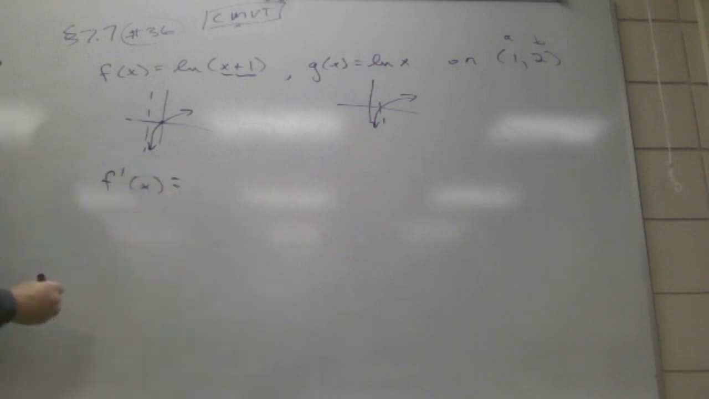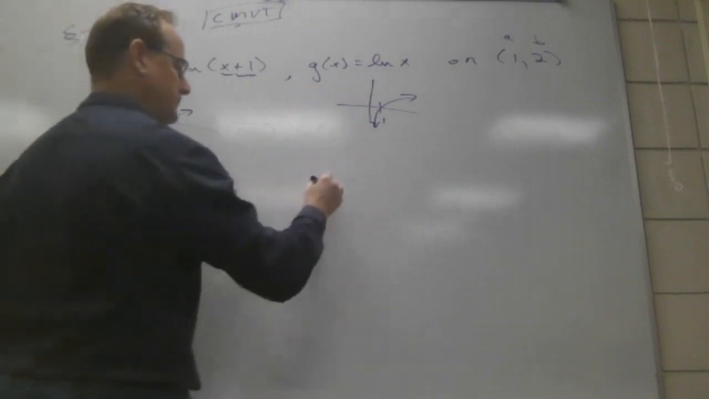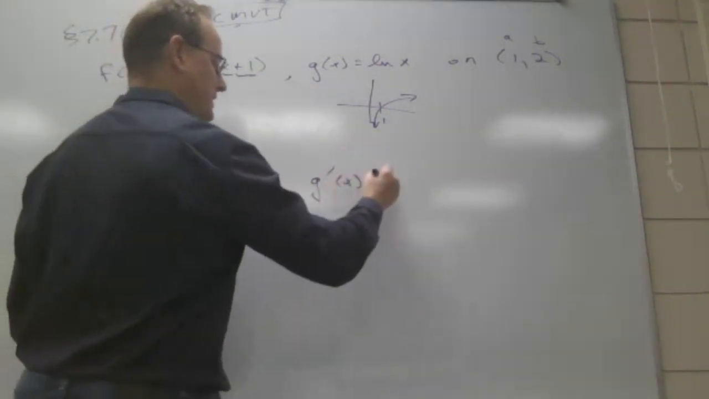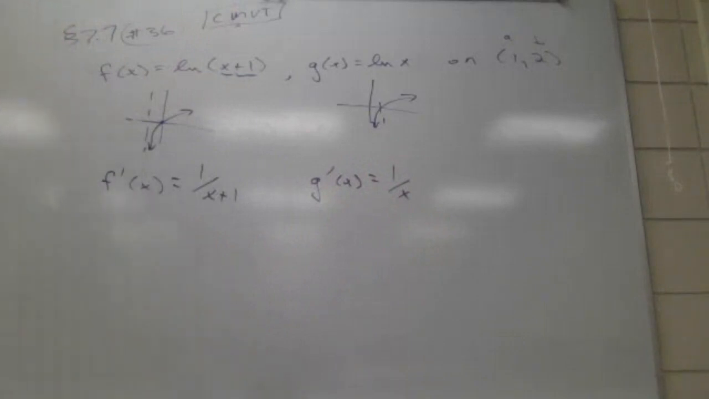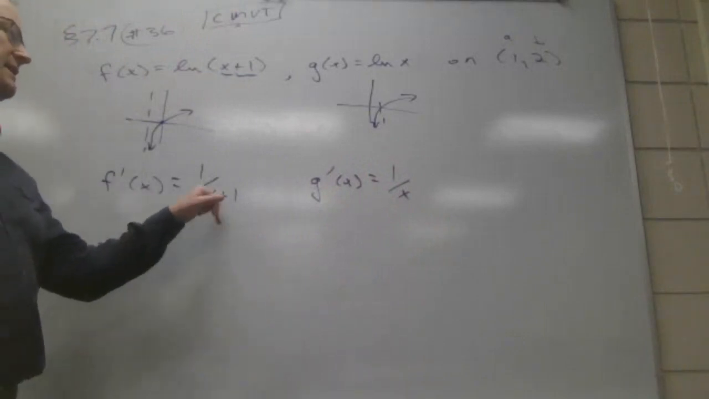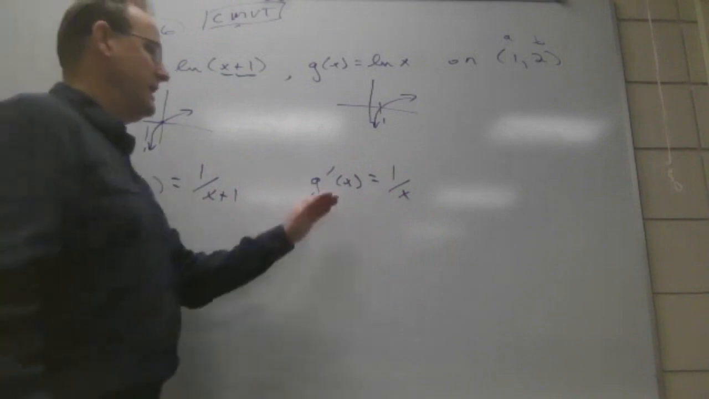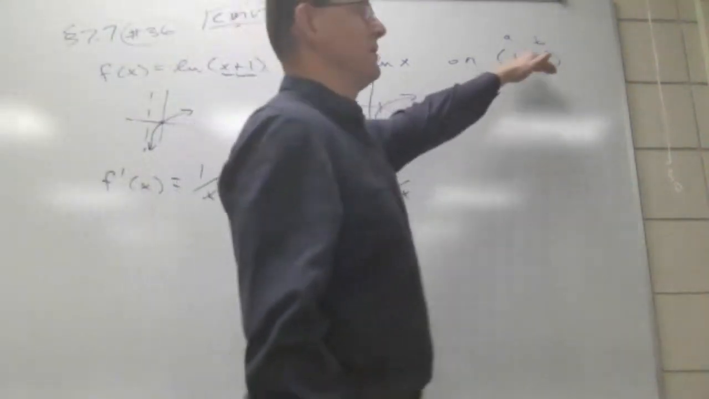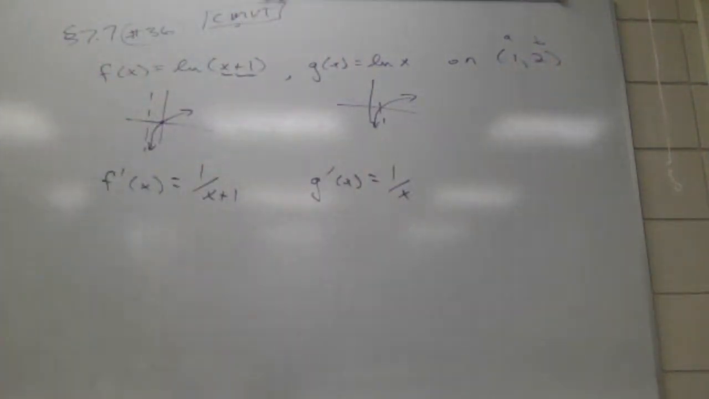What's f prime? 1 over x plus 1, and g prime is 1 over x, right? The derivative of natural log is 1 over that thing times the derivative of what's inside. The derivative of what's inside here is just 1, so the chain rule doesn't really change that answer. Anyway, this is fine to the right of 0, so certainly on the open interval 1 to 2, we're fine. We're differentiable as well because you can take the derivative. So I've satisfied 1 and 2.